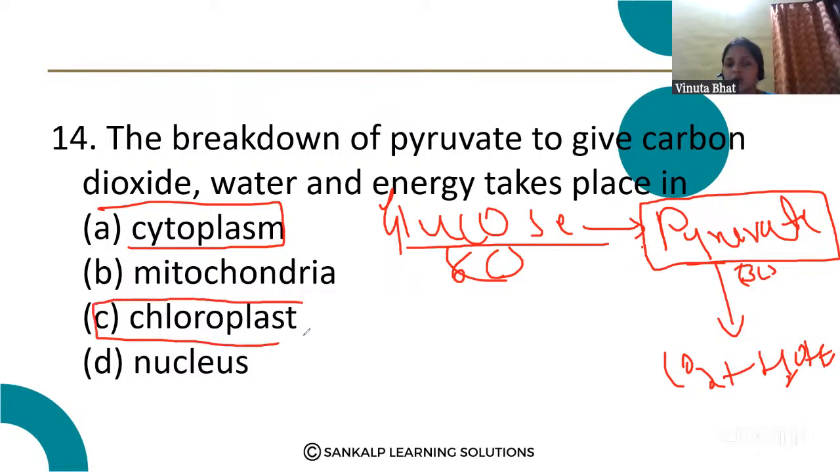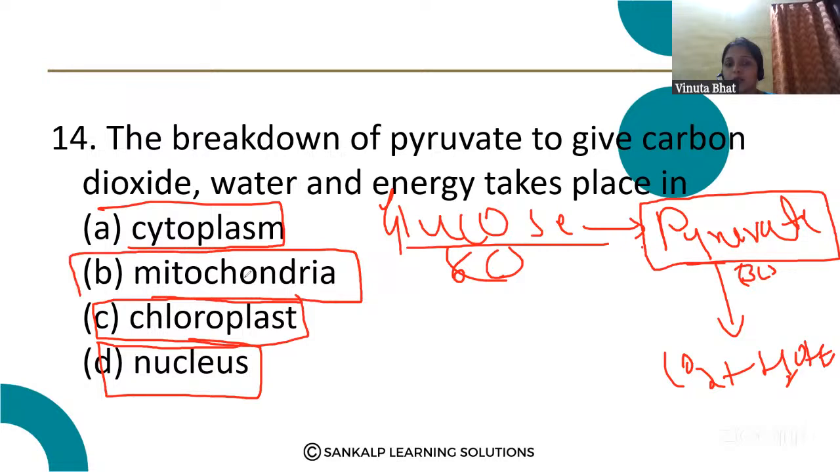Chloroplast is not involved in this, and nucleus is also not involved in this. The correct answer is mitochondria. Option B is the correct answer.